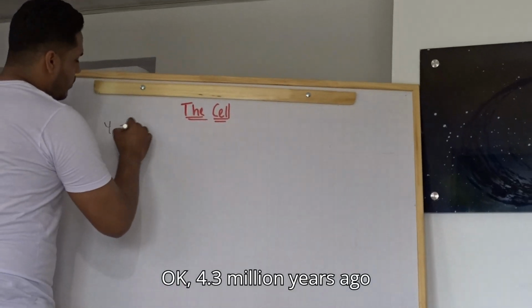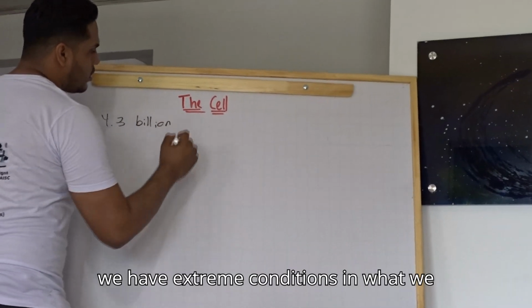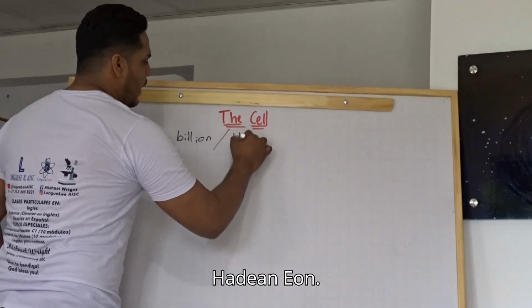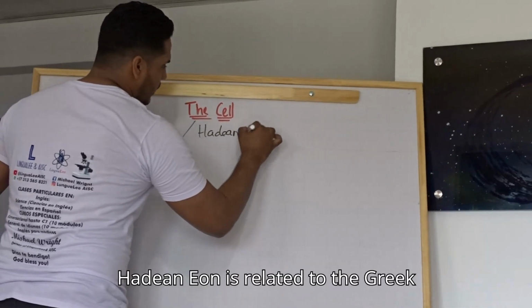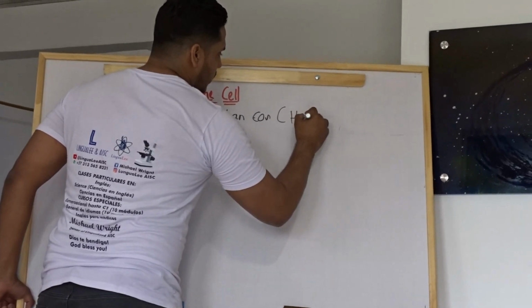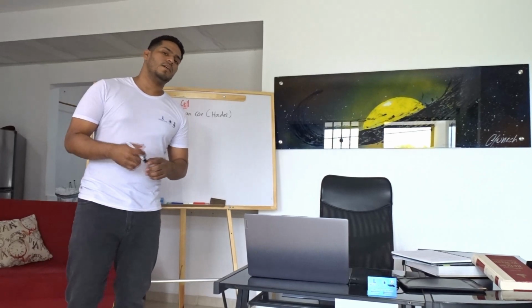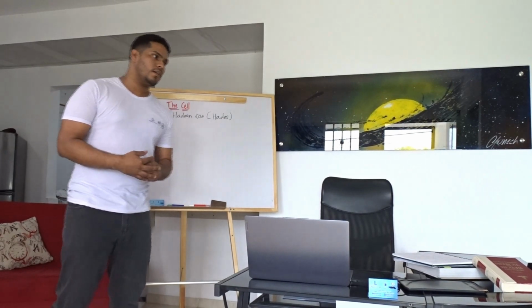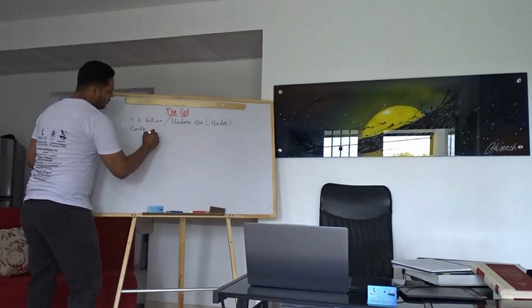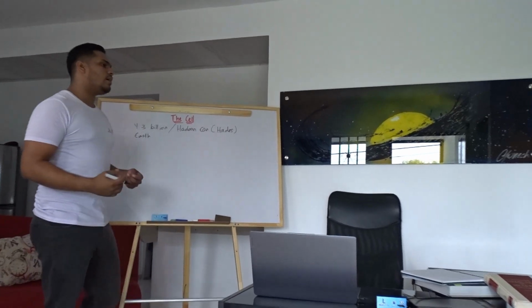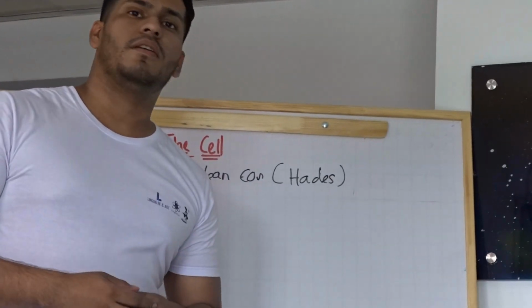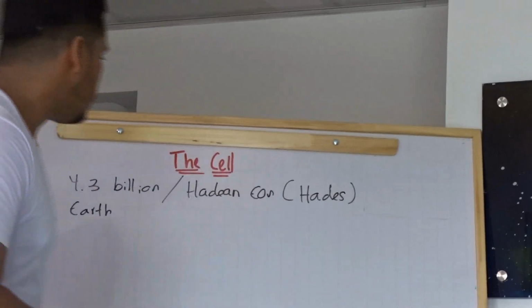Okay, 4.3 billion years ago, we had extreme conditions on what we currently know as our planet. We had something called the Hadean Eon, which is related to the Greek mythology god Hades, the god of the underworld. After that, the Earth cooled down. We had high temperatures and really hard conditions for living beings, and cells were an impossible idea.